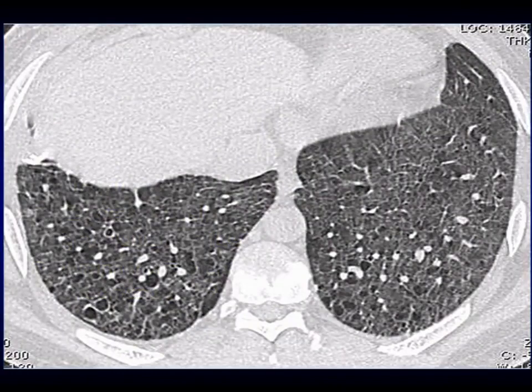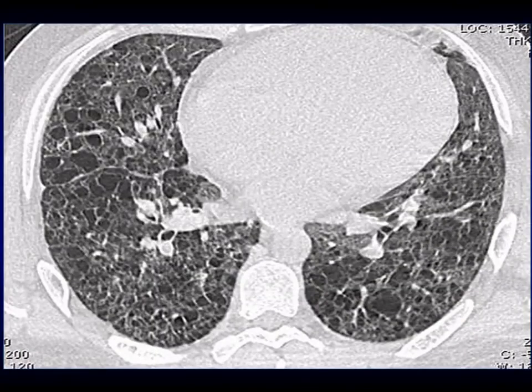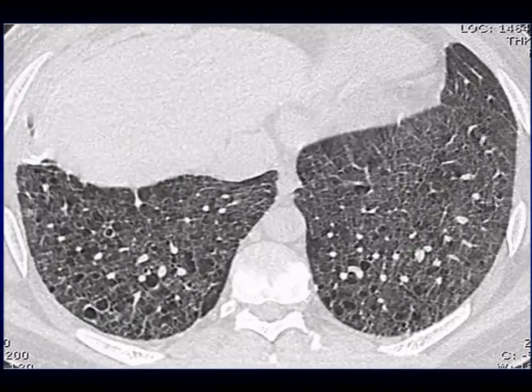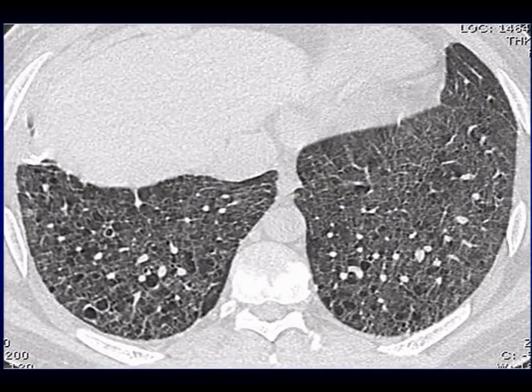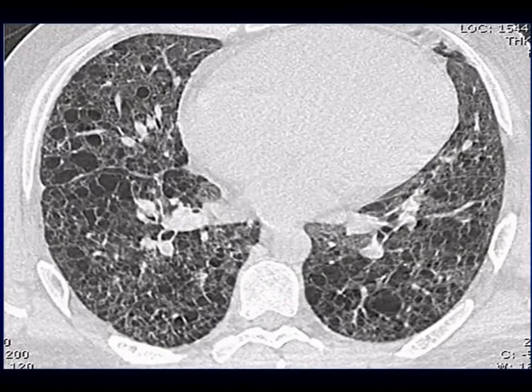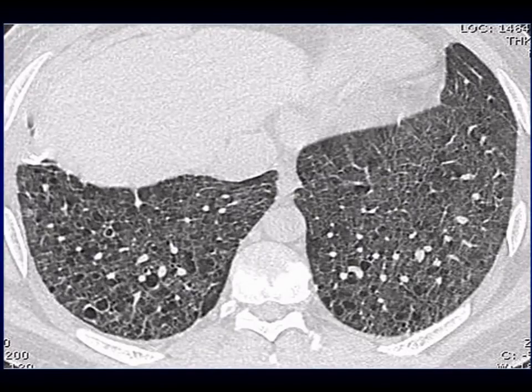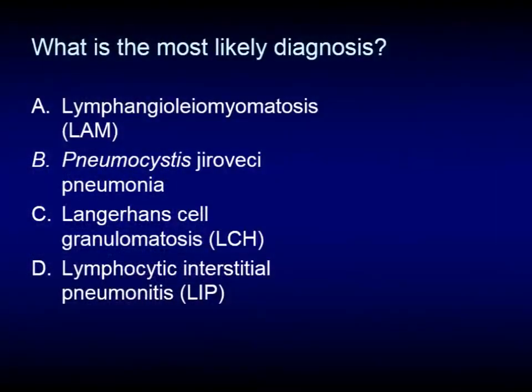So if you think about those two as being the primary processes in the differential here, you can clearly see that the unaffected lung is abnormal. This is a very advanced case. This patient actually ended up going for heart-lung transplantation because he had group 5 pulmonary hypertension from the Langerhans. But nonetheless, the intervening lung was very abnormal here. There was really no normal lung.